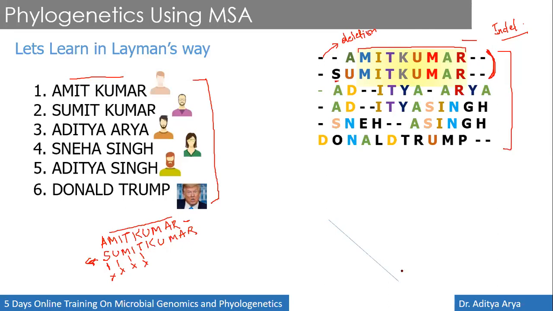So let's say I draw this line in order to construct a relationship tree, and I keep number one, that is, let us say Amit Kumar here, and if these two are related, then I can keep Sumit Kumar as a branch of this, because they are likely to have a common ancestor from which these two would have originated. Now, furthermore, if you look at the name Aditya Arya, you would realize that AR is common between these three.